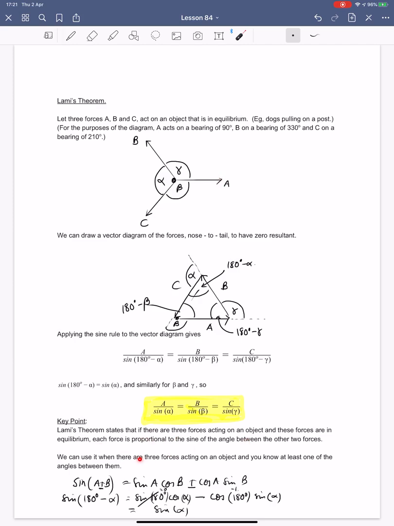Okay, so we can use it when there are three forces acting on an object and you know at least one of the angles between them. So if you know the three forces, you've got the tops. If you know one of the angles, suppose you know alpha, you've got A divided by sine alpha. If you know what B is, you can work out what sine beta has to be. And then you can work out what sine gamma has to be.